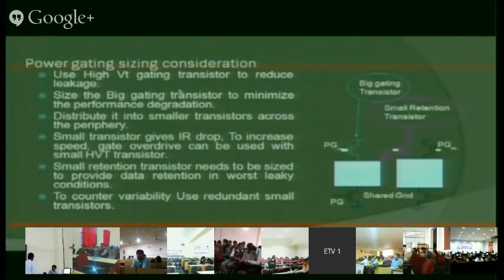Okay, so now power gating sizing consideration. Use a high VT gating transistor to reduce leakage, size the big gating transistor to minimize the performance degradation, and distribute into smaller transistors across the peripheral. So these are the various techniques by which we can reduce the power.